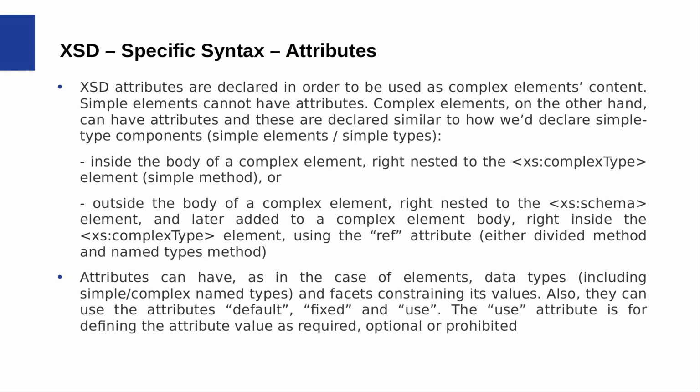Now let's talk a little bit about the specific syntax of attributes and how attributes can be declared and have their types set. Simple elements cannot have attributes. Complex elements, on the other hand, can have attributes, and these are declared similar to how we would declare simple type components, either simple elements as well as simple types.